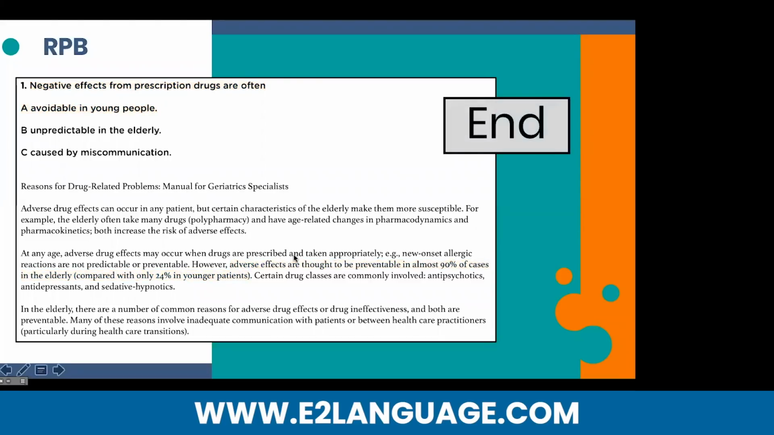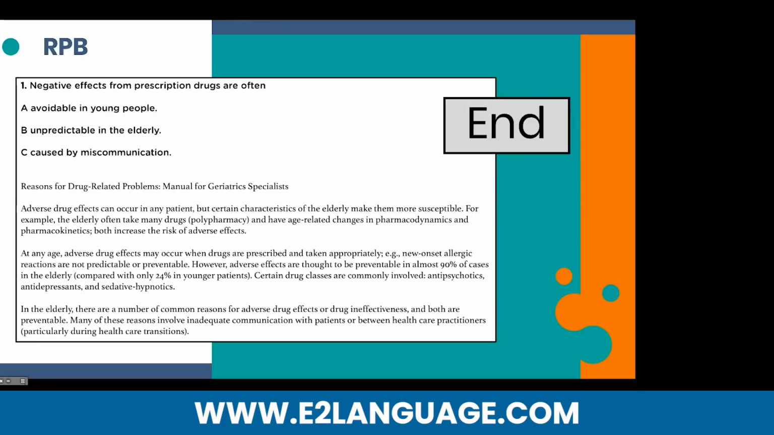Well, let's go back a step. Let's read the whole thing. Okay, let's read it together. It feels like I'm a teacher in primary school, but let's do this. So reasons for drug-related problems, manual for geriatric specialists. Okay, adverse drug effects can occur in any patient, but certain characteristics of the elderly make them more susceptible. For example, the elderly often take many drugs, polypharmacy, and have age-related changes in pharmacodynamics and pharmacokinetics; both increase the risk of adverse effects.